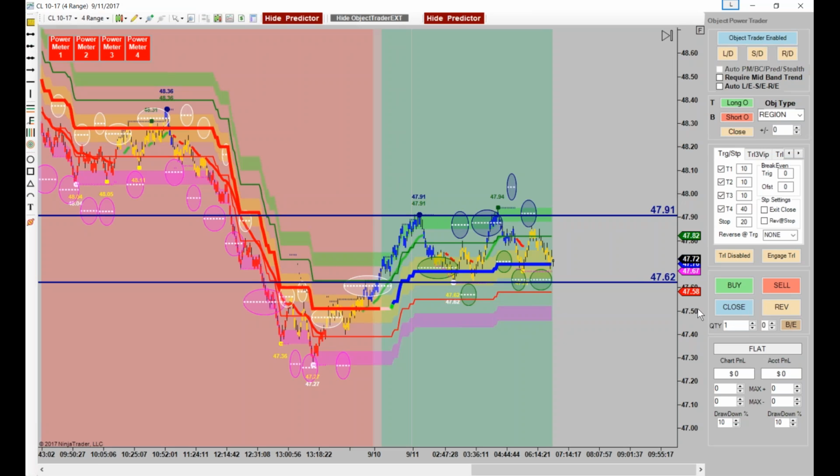Okay, and let's see, NQ chart, Jack. Yeah, I'll get to that NQ chart. I don't have one with a 3-6 object trader on it, but we can definitely look at that.